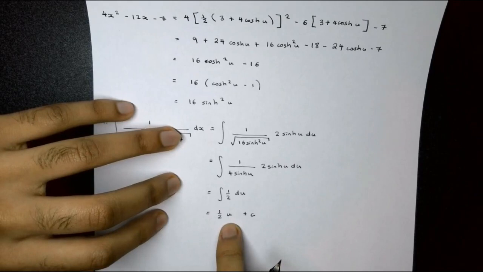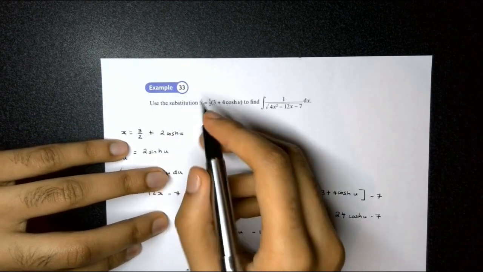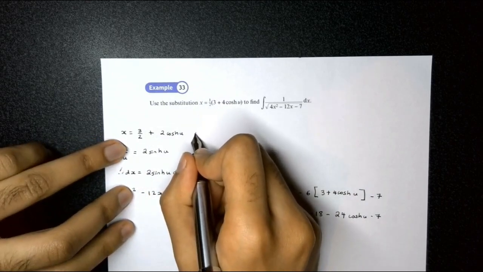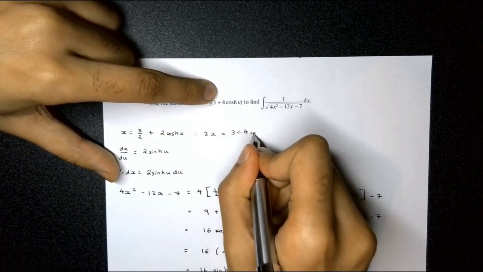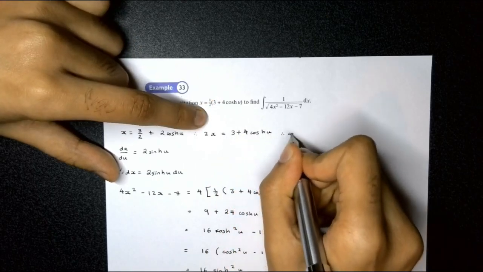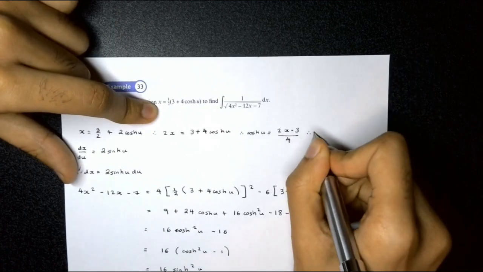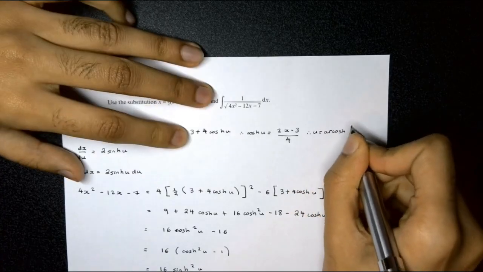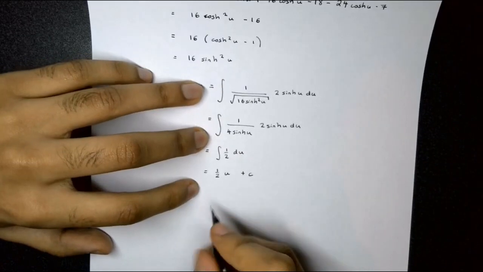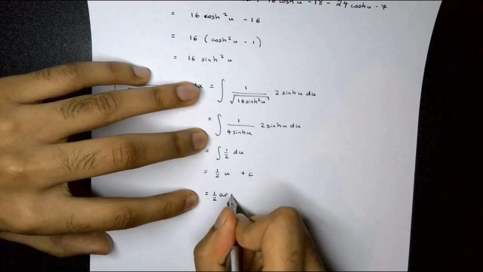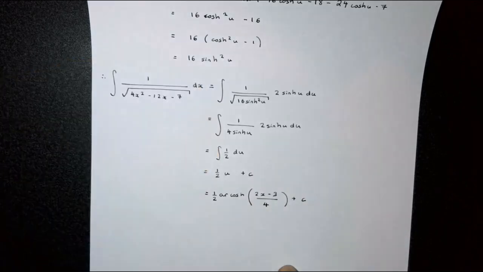Okay, so we know already what x is, so here we can rearrange for u. So if x is equal to this, we can rearrange from here to say that 2x is equal to, if we use this result, 3 plus 4 times by hyperbolic cos u. So therefore hyperbolic cos u is equal to 2x minus 3 over 4. So therefore u is equal to the inverse hyperbolic cosine of 2x minus 3 over 4. So we can use that result over here. And if we do that, we end up with 1/2 times by the inverse hyperbolic cosine of 2x minus 3 over 4 plus c. This is our final answer.